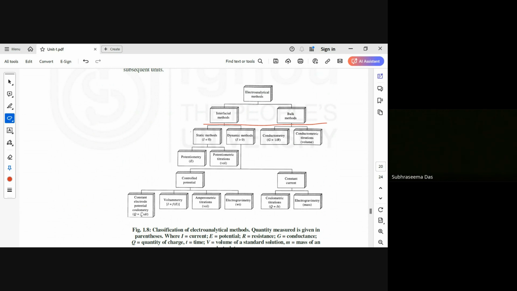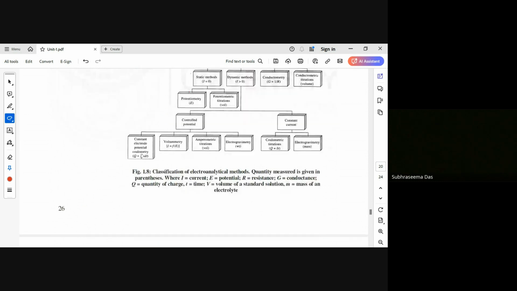The static methods, where i is equal to zero, are mostly potentiometry and potentiometric titration. The dynamic methods, where current flows through the circuit, involve measurement of potential and occur at constant current. When the potential is controlled, we have voltammetry, amperometric titration and electrochemistry, but where the current remains constant, we are concerned with electrogravimetry, which gives us the mass, and other coulometric titrations.